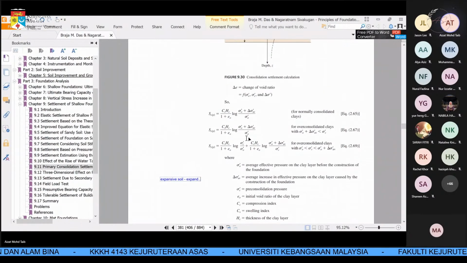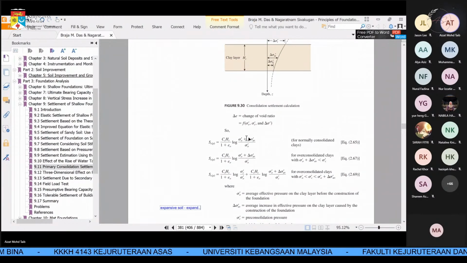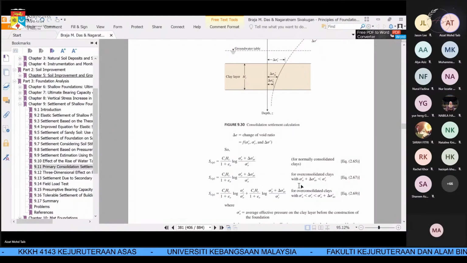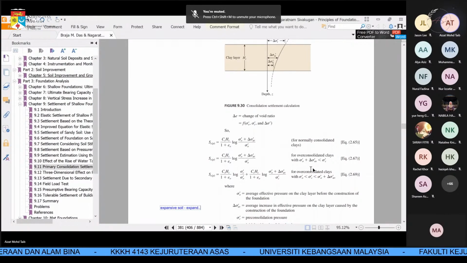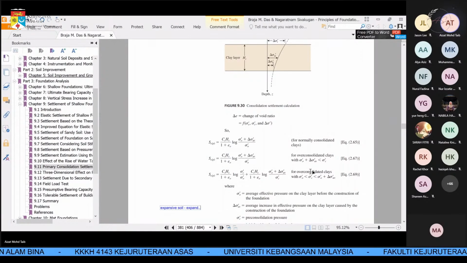Okay, so selalunya kalau soalan tu, normally you will go into over consolidated case. Okay, sometimes maybe part A dia cakap calculate for normally consolidated clay, and part B calculate the over consolidated clay, but which condition? Okay, so awak kena tengok awaknya pre-consolidation pressure tu is it larger than your average effective stress before and caused by the construction.